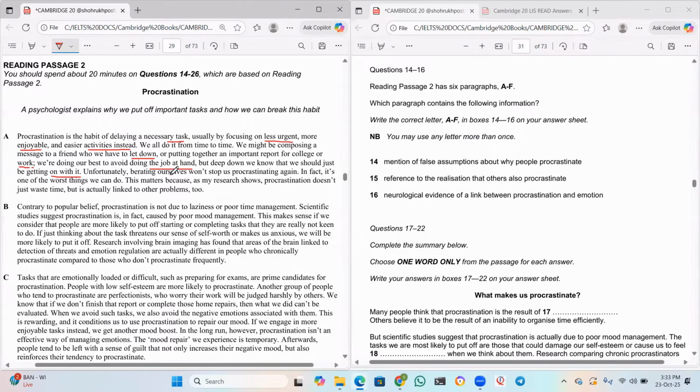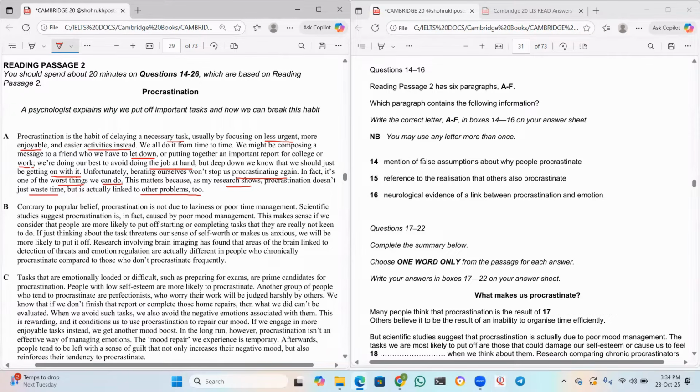Unfortunately, berating ourselves won't stop us procrastinating again. In fact, it's one of the worst things we can do. This matters because, as my research shows, procrastination doesn't just waste time but is actually linked to other problems too. So he is giving examples of procrastination in this paragraph. Let us read this.